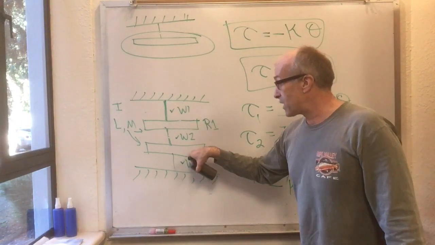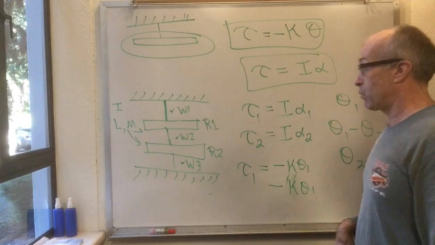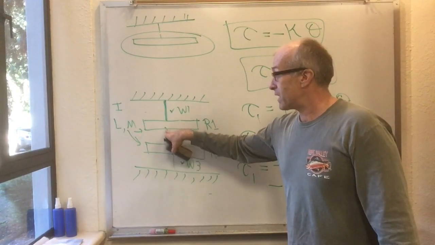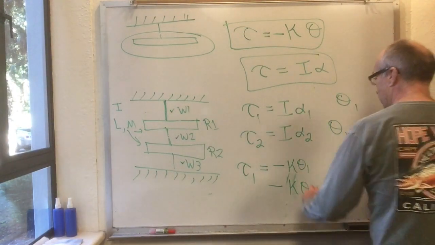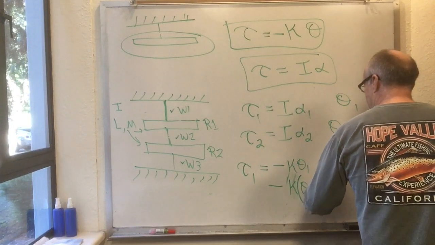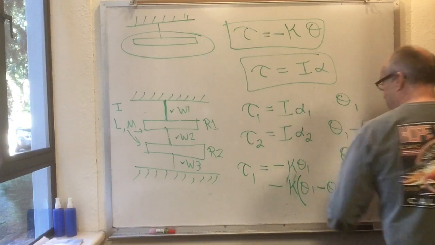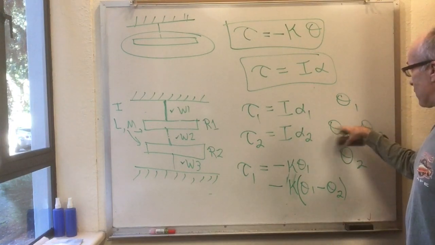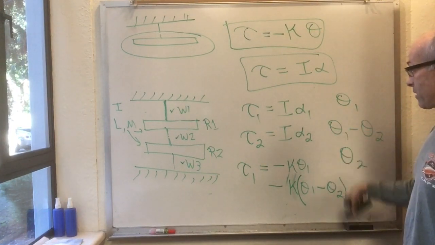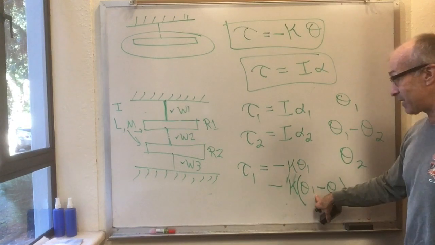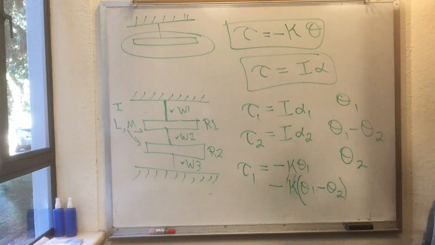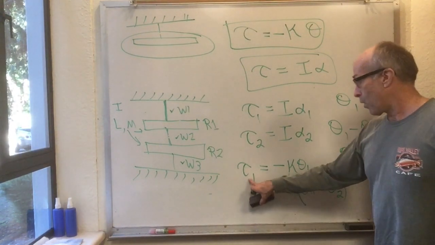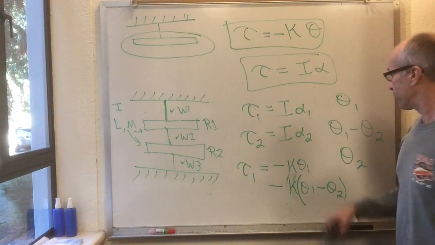But if this one does start twisting along with this one, the amount of twist in this wire is reduced. So it's minus kappa times theta 1 minus theta 2. There, now I fixed the sign, okay? So if you were worried about whether this twist was theta 1 minus theta 2 or theta 2 minus theta 1, that's where I fixed the sign, right there. Okay, so now we know the torque on rod 1.